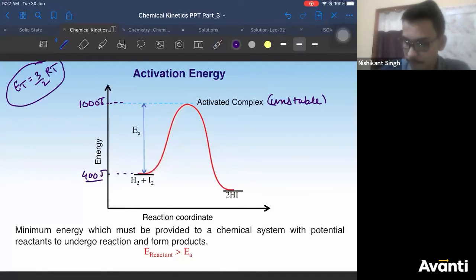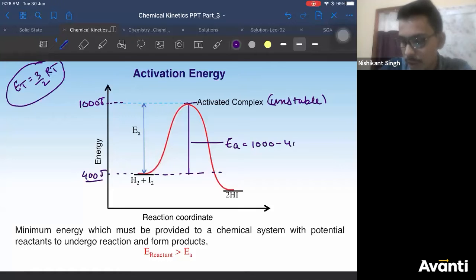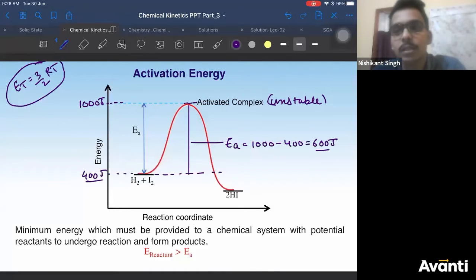So the difference, it already has 400 joule. And how much energy does it require to convert into product? This is known as activation energy. That is 1000 minus 400. So how much energy is required by reactant molecules? 600 joule energy is required by reactant molecules to get converted into product, right?